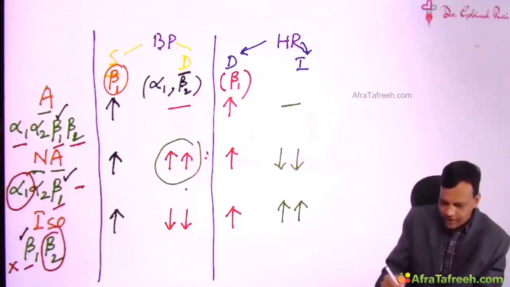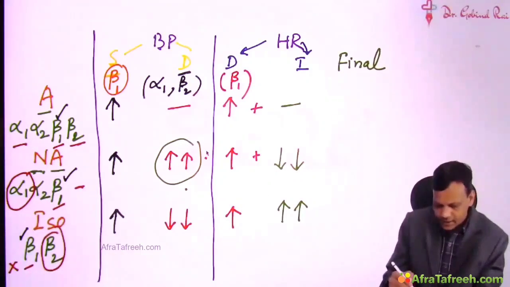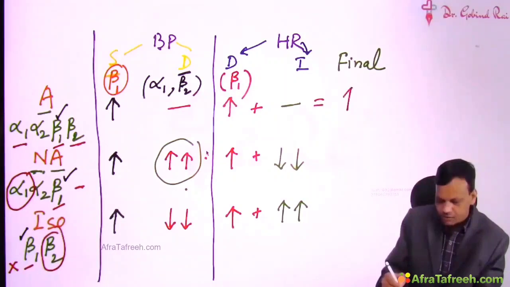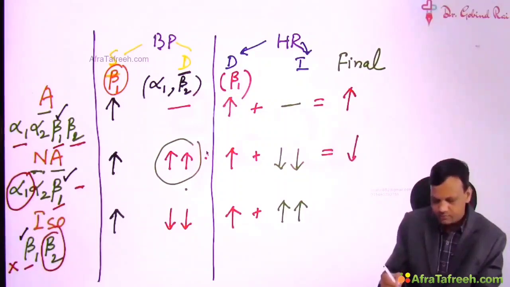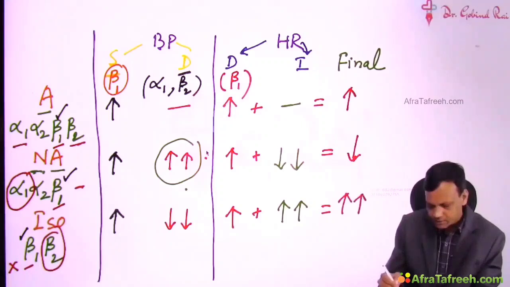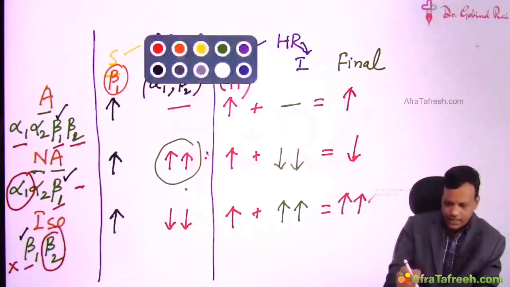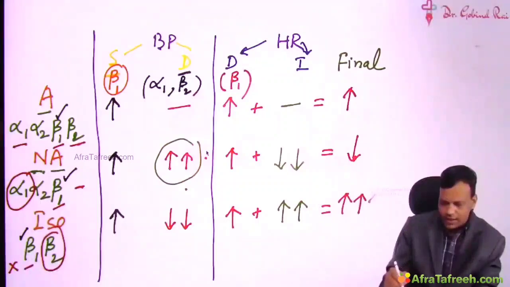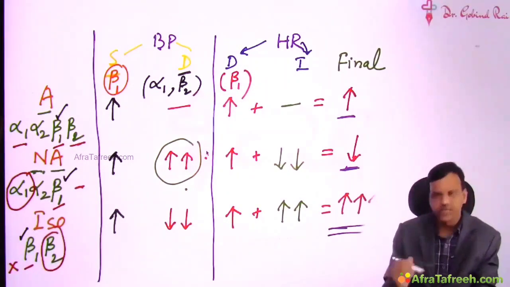So if we see the final effect on heart rate, it will be the simple arithmetic sum of these two effects, direct and indirect. So adrenaline: 1 plus 0 is equal to 1. Noradrenaline: 1 minus 2 will be minus 1. Isoprenaline: 1 plus 2 will be 3. So final effect on heart rate: adrenaline increases the heart rate, noradrenaline decreases the heart rate, and isoprenaline significantly increases the heart rate.